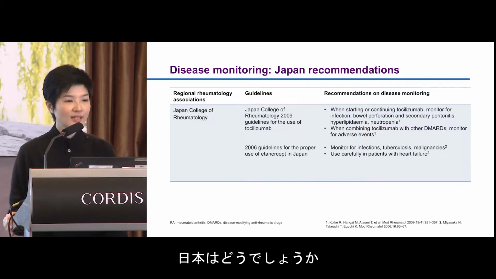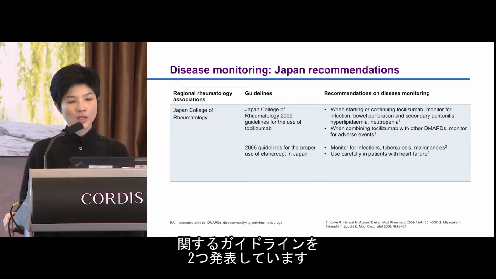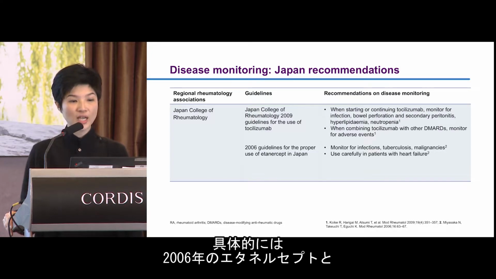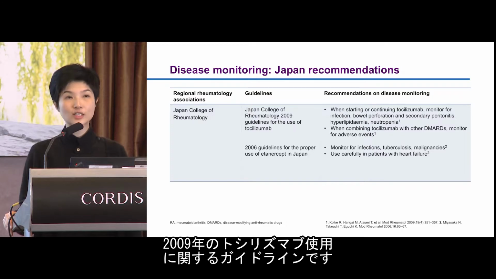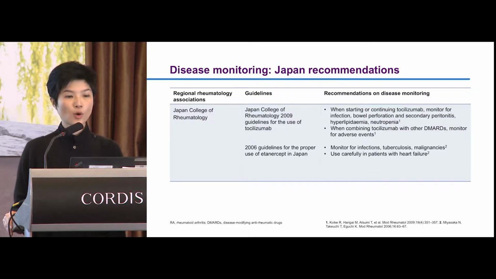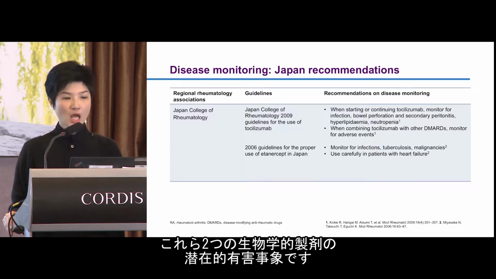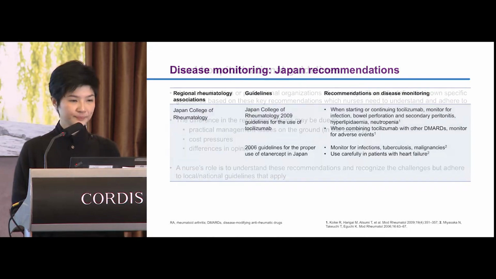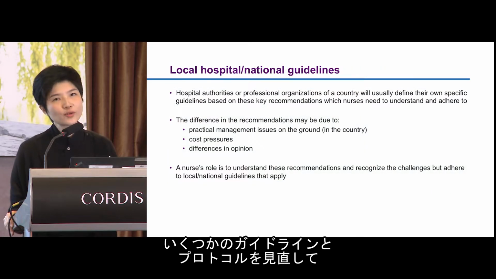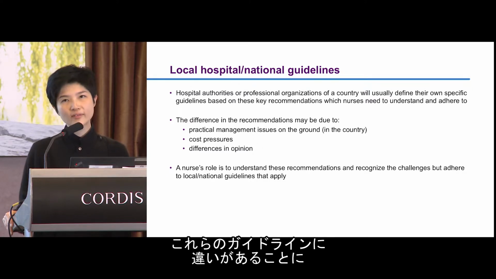So what about Japan? The Japan College of Rheumatology published 2 guidelines on the use of biologics, namely etanercept and tocilizumab, in 2006 and 2009 respectively. They highlight the screening before treatment and the monitoring of potential adverse events of these 2 biologics.